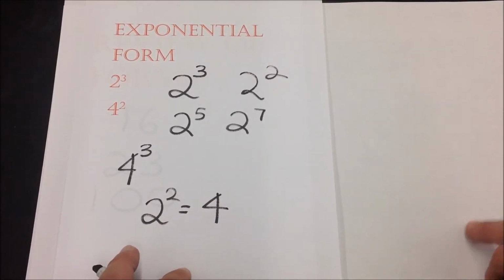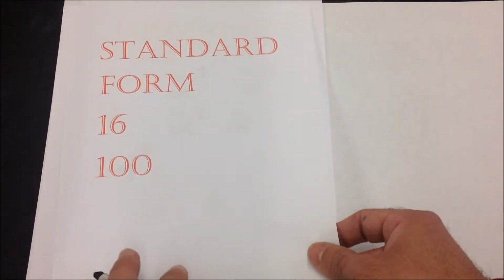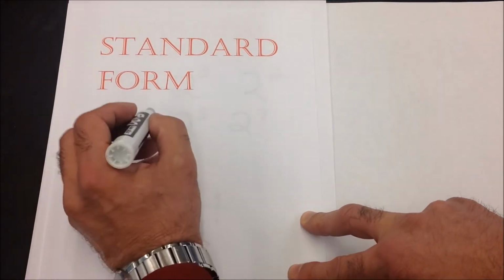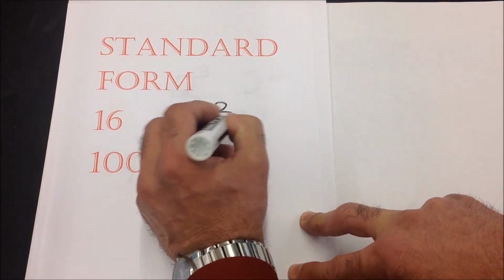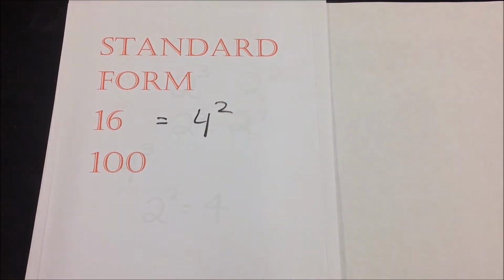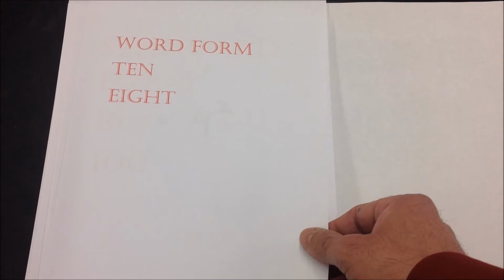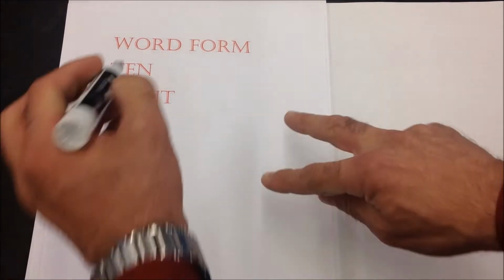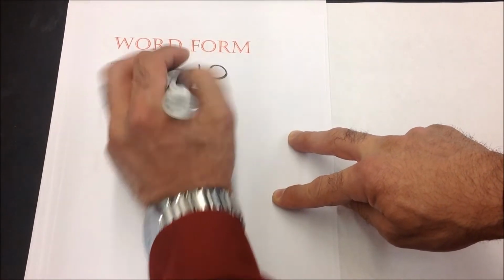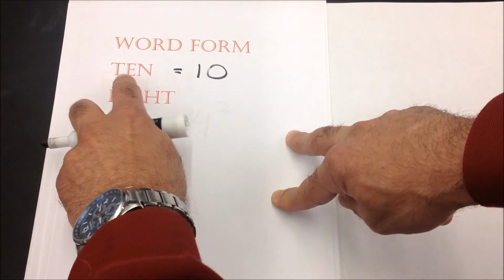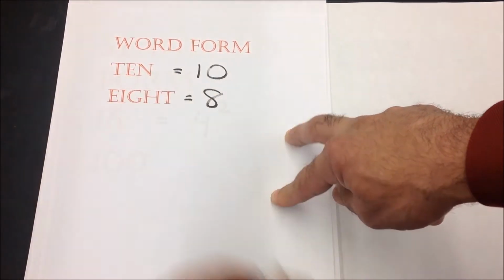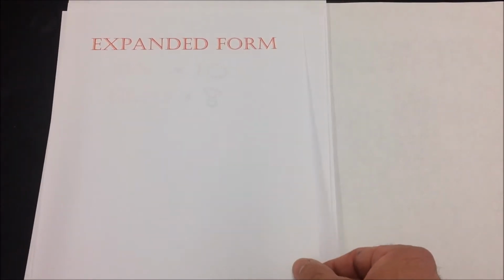Okay, we'll do another one. Let's say we had 16. Well, 16 is in standard form. 4 squared is 16. So we have standard form, exponential form. And an easy one is word form. Just write the word. So here's 10 in standard form, and ten is the word, and 8, eight. So we have standard form, word form, exponential form. Now we have expanded form. So let's talk about expanded form.